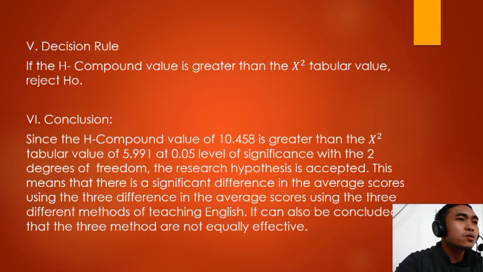So we have now the decision rule. If the H computed value, or the Kruskal-Wallis value, is greater than the chi-square tabular value, we need to reject the null hypothesis. So the conclusion: since the H computed value of 10.458 is greater than the chi-square tabular value of 5.991 at 0.5 level of significance with 2 degrees of freedom, the research hypothesis is accepted.